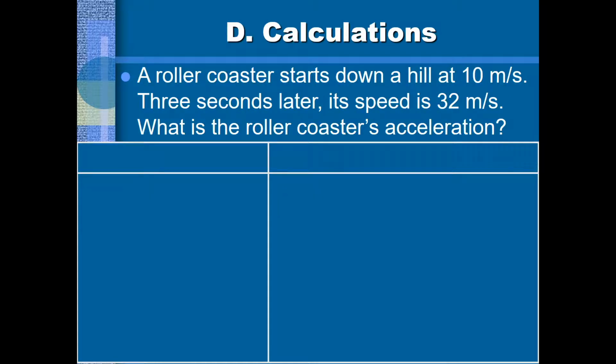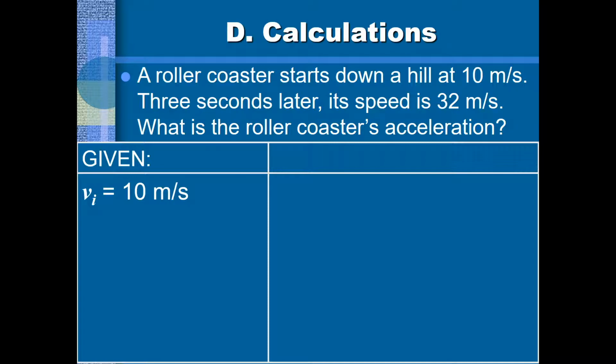So a roller coaster starts down a hill at 10 meters per second. 3 seconds later, its speed is 32 meters per second. What is the roller coaster's acceleration? When doing these problems, we're going to identify the variables. So you look at all the numbers and figure out what variable they are associated with. So a roller coaster starts down the hill at 10 meters per second. 10 meters per second is the initial velocity, our initial speed.